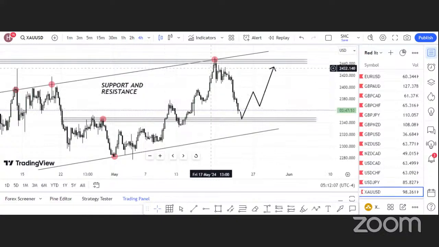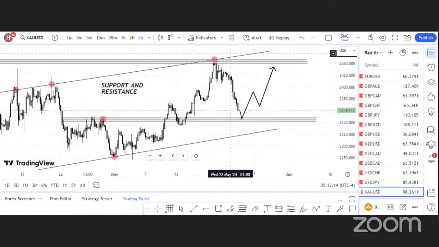So example is this area. Look at this area right now. You see the market is selling from this point. It means there's a resistance zone here. That is why the market is selling.